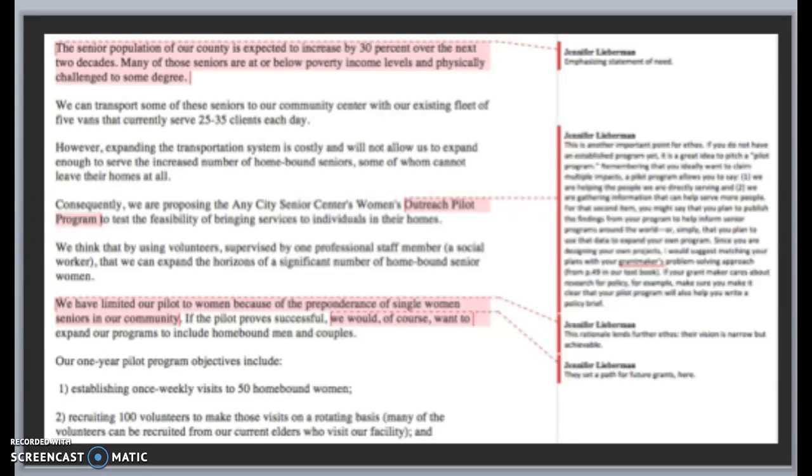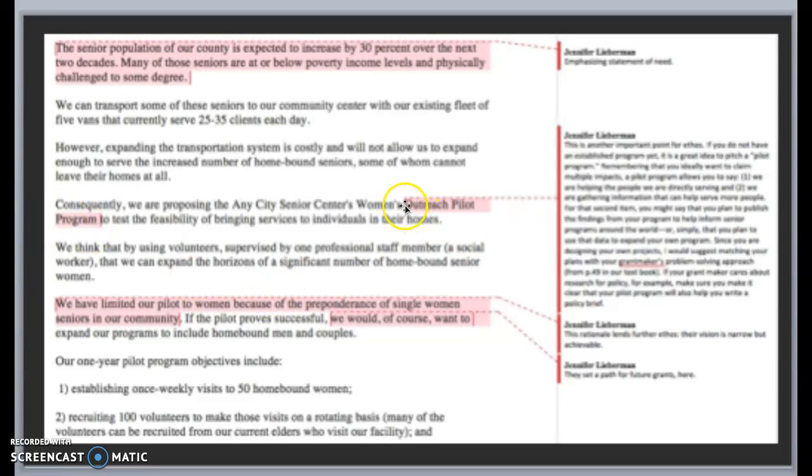The senior population of our country is expected to increase by 30% over the next 2 decades. Many of those seniors are at or below poverty income levels and physically challenged to some degree. So this part of the letter is coming back to another statement of need. We need to serve our current seniors, but we need to build programming now because there are going to be even more seniors in the future. This is a really important way to emphasize the urgency of developing their program.